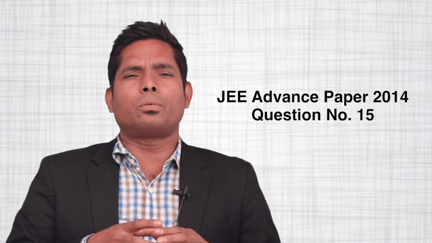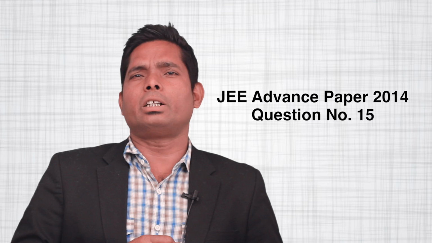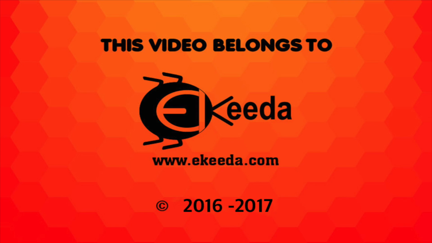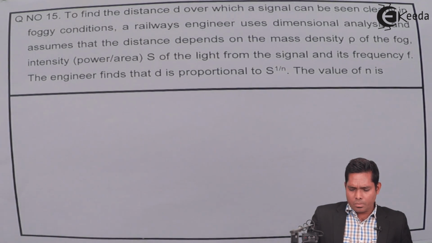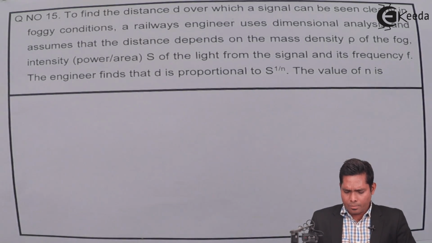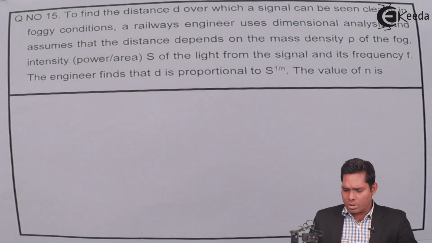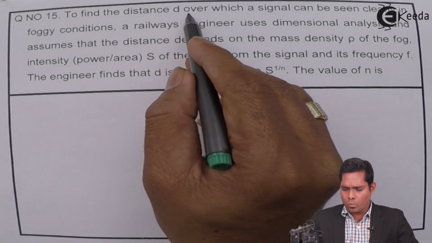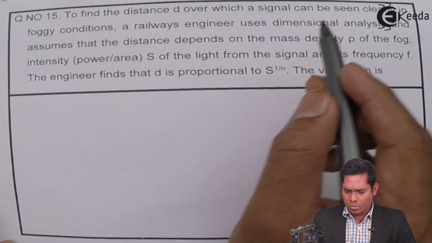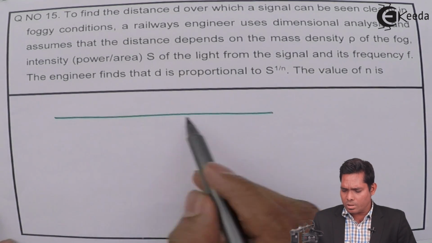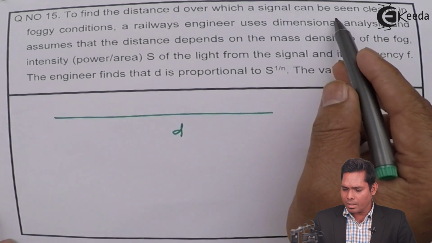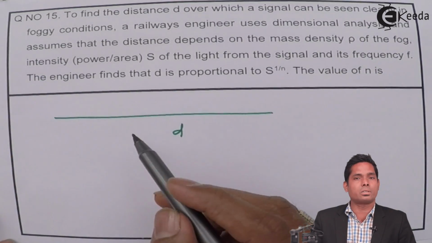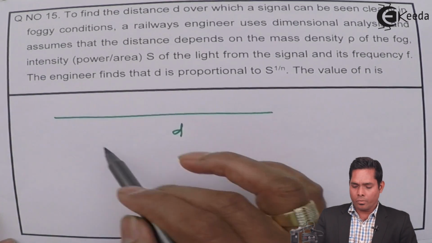Hello students, today we'll discuss question number 15 of the 2014 Physics Paper 1, JEE Advanced. So let us solve question number 15. It says to find the distance d over which a signal can be seen. Suppose this is distance d over which a signal can be seen clearly in foggy conditions.